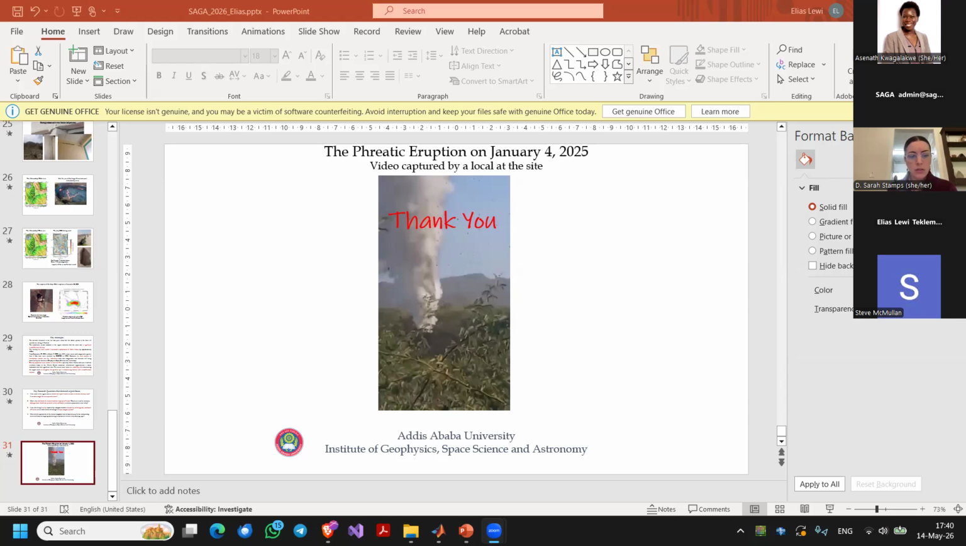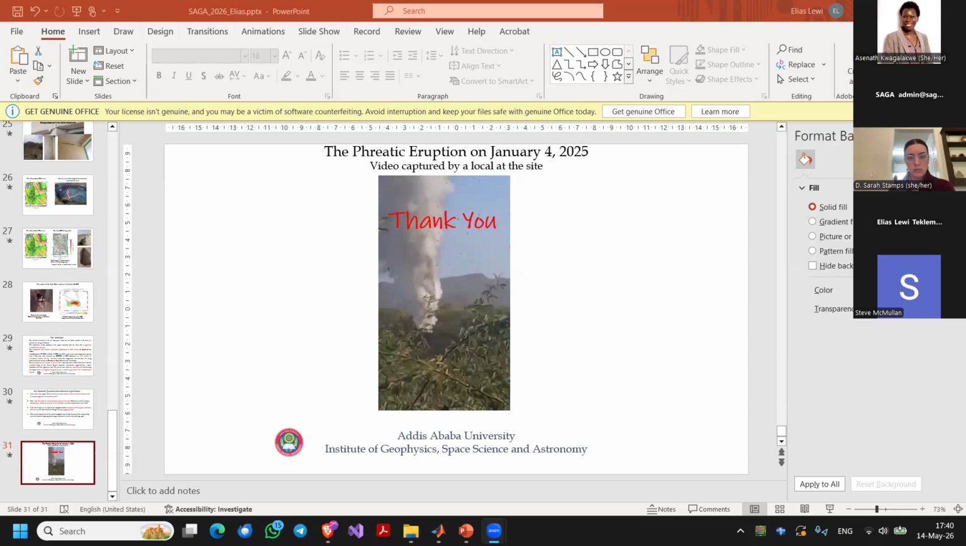What is found so far is that below Fentale, Fentale was continuously inflating between 2015 and 2023. And suddenly it started to deflate. We started to see the diking. That means magma was coming out. What we believe so far is magma is coming out from Fentale and moving in the northeast direction, opening the whole ground. And it was a combination.